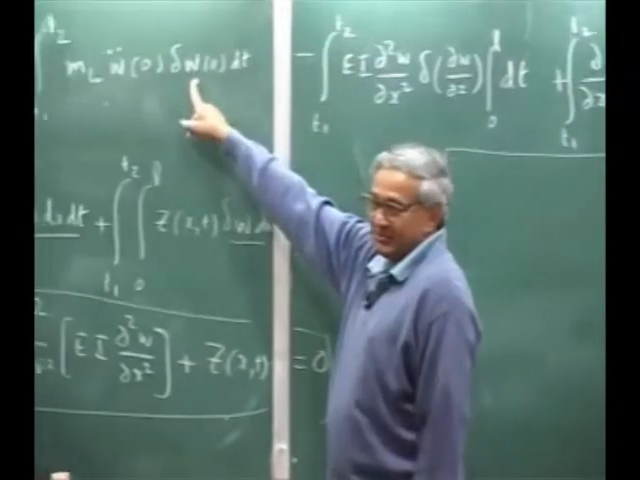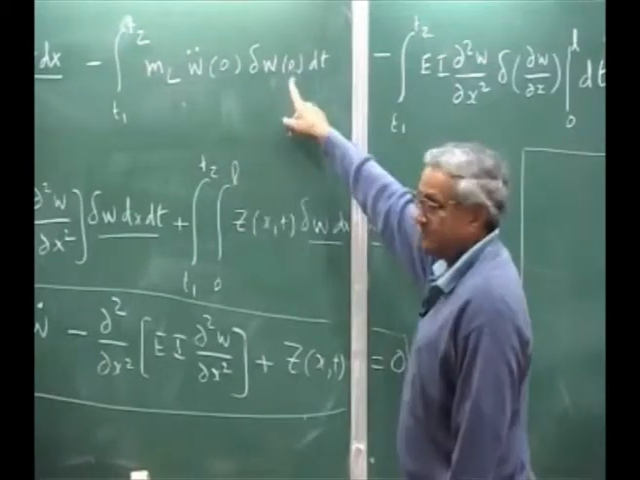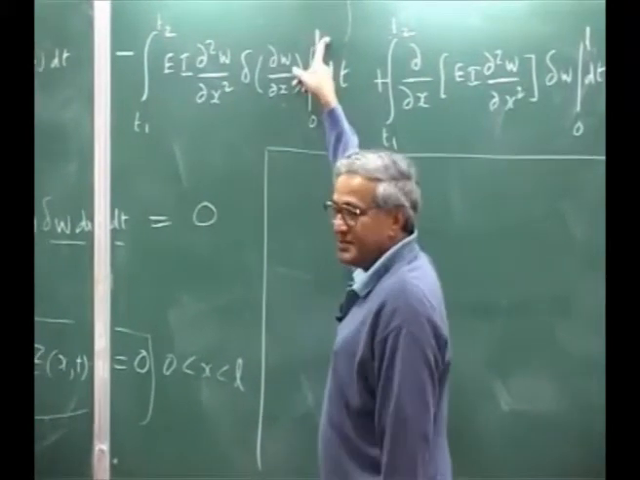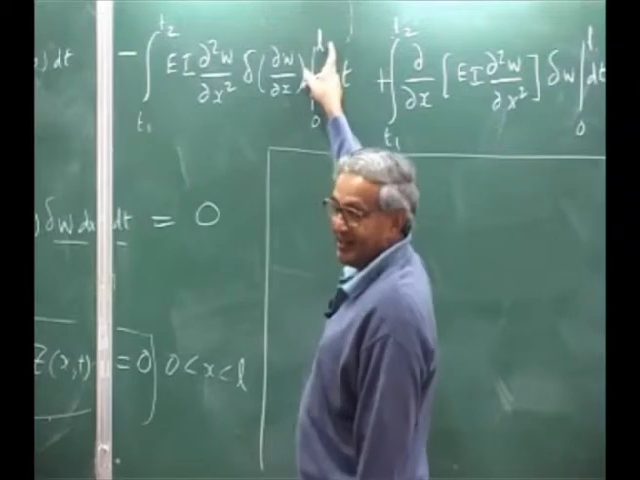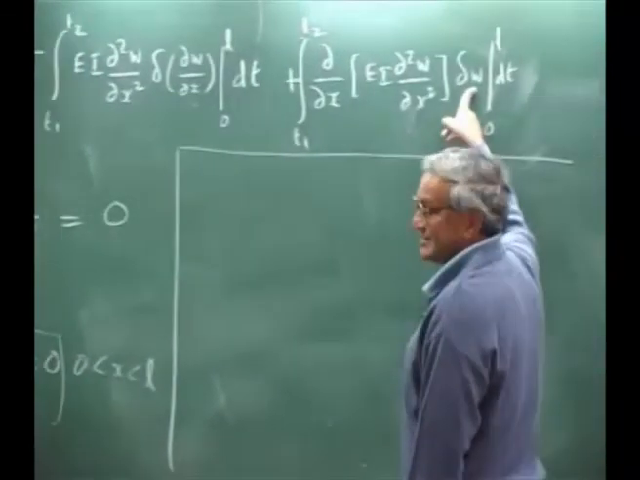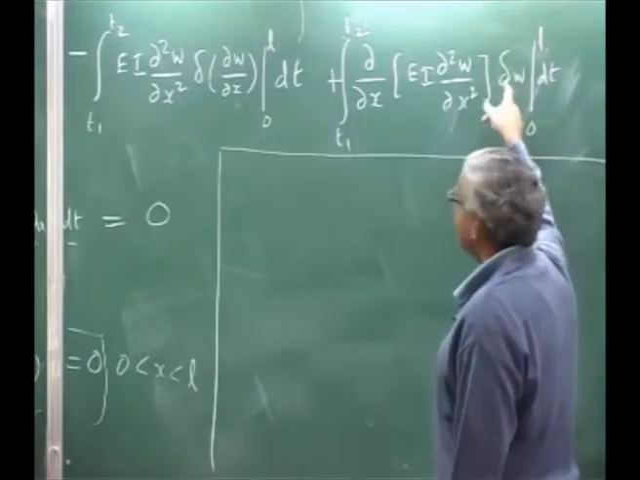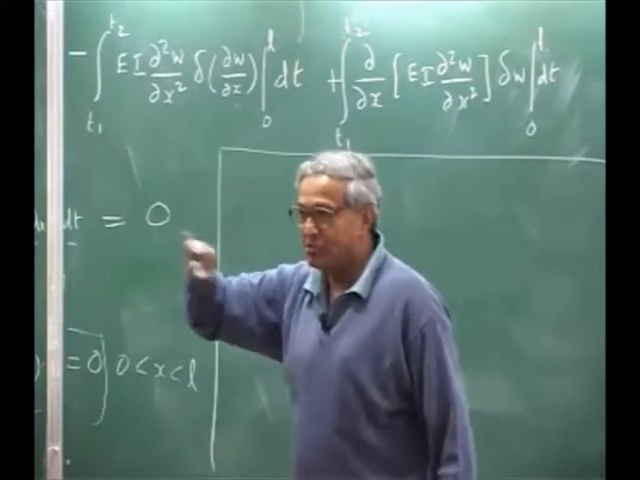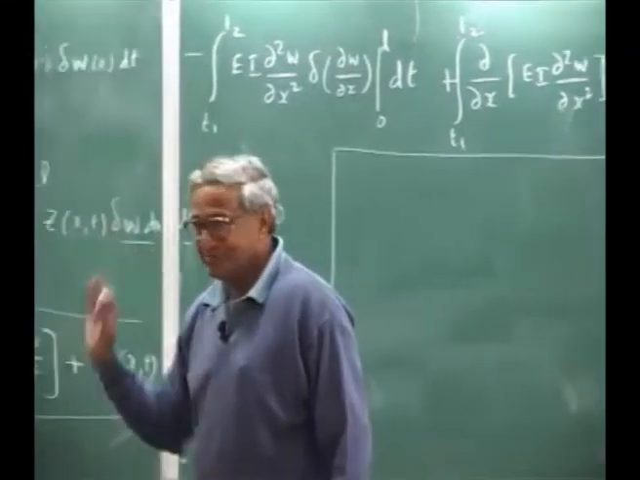This is a variation of w at location 0, that is the left end of our x equal to 0. This is the variation of my slope at 0 or L. That means these two are different, whereas this term, if you look at it, is delta w, one of the terms is at 0, another is at L, which means each one of them must independently be made equal to 0.